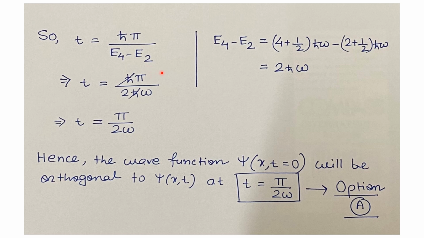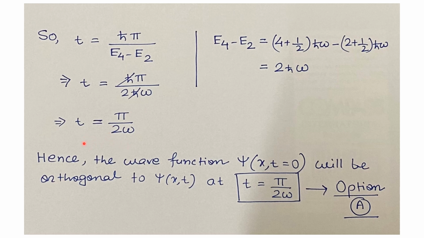Now we have already seen that the energy of the harmonic oscillator at the nth state is (n plus half) h cut omega. So we'll apply that formula and we can write E4 minus E2 as (4 plus half) h cut omega minus (2 plus half) h cut omega. So this will give E4 minus E2 equals 2 h cut omega. We'll put this in this equation, so we get T equals h cut pi divided by 2 h cut omega. The h cut and h cut will cancel from the numerator and denominator, and we'll get our time T equals pi by 2 omega.